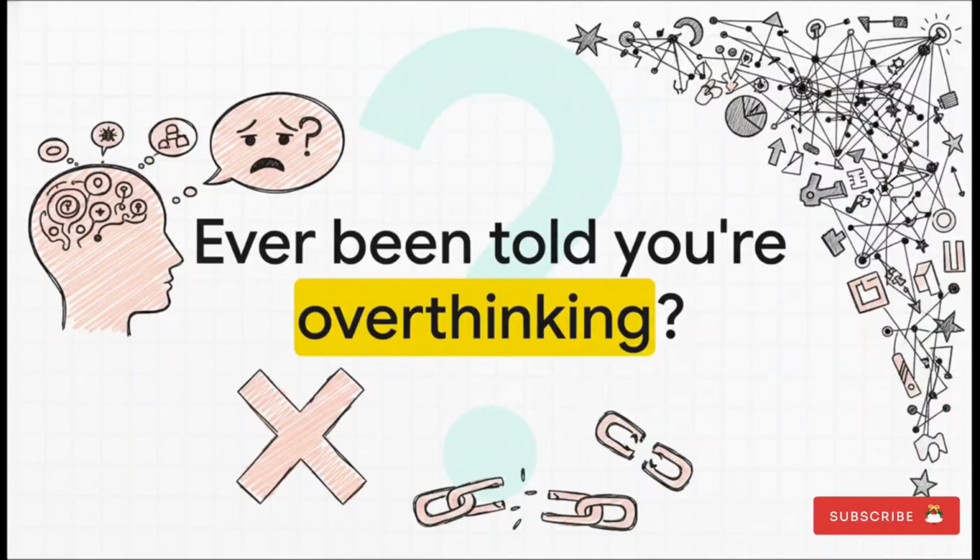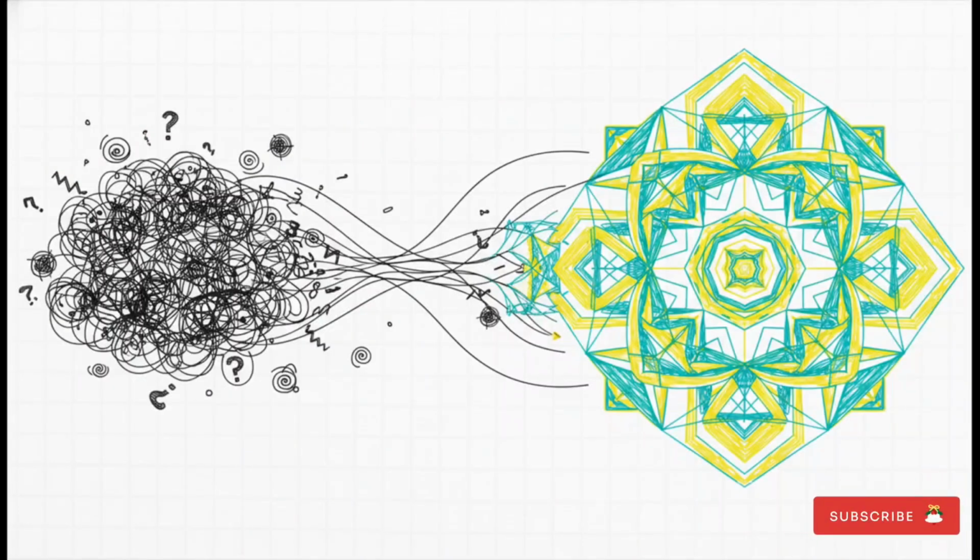So let me ask you this. Has anyone ever looked at you with that kind of confused look on their face and said, "You're just overthinking this"? It's one of those comments that can feel really dismissive, right? Like you're just making up problems that aren't there. But here's the thing. What if that label is just completely wrong?